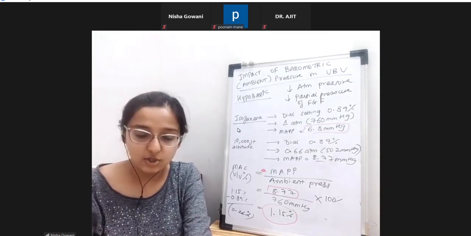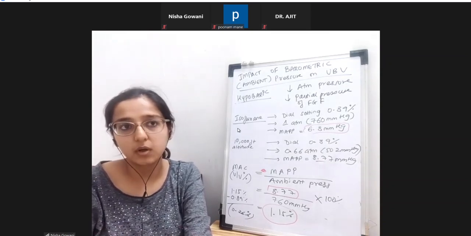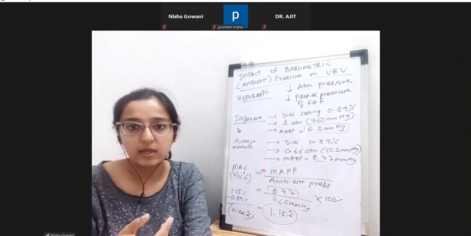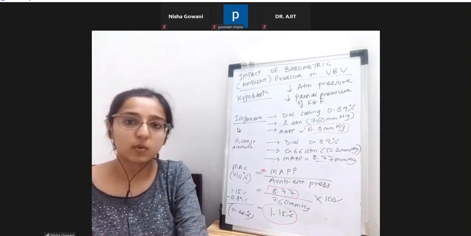Then single agent delivery. It should not be that you can switch on two agents. Only one agent. So that's why an interlock system has been provided.